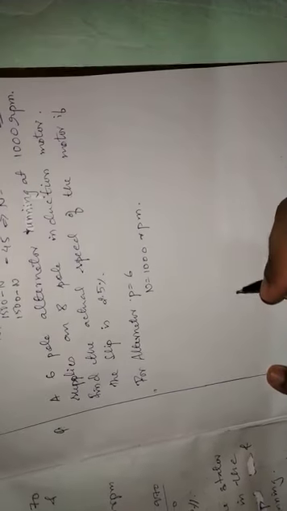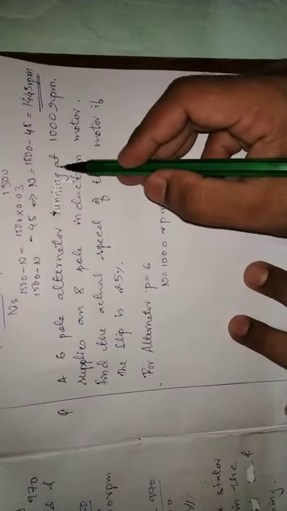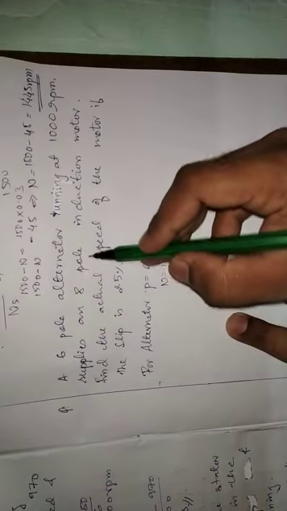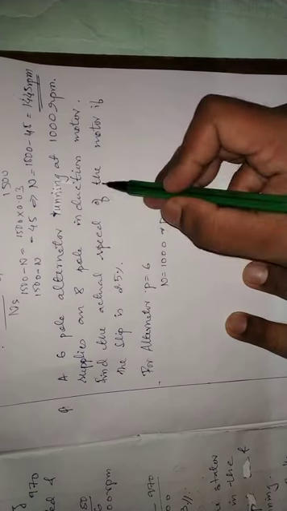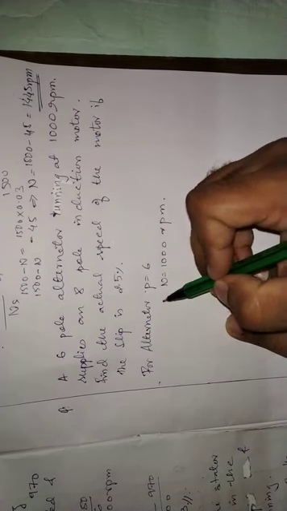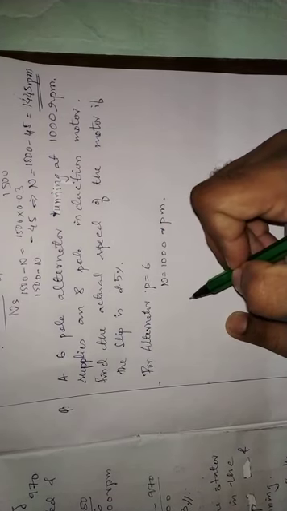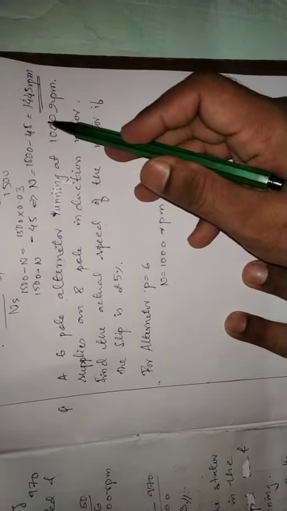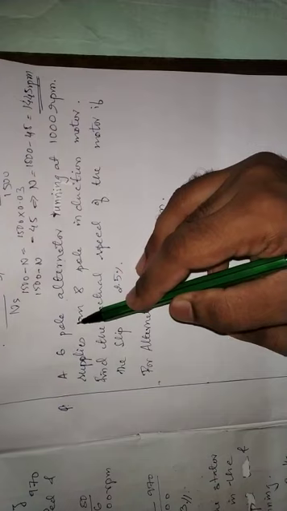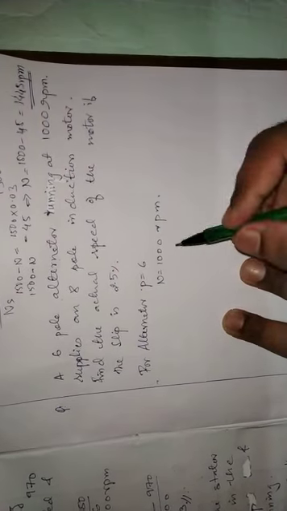Next problem. A 6-pole alternator running at 1000 rpm supplies an 8-pole induction motor. Find the actual speed of the motor if the slip is 2.5%. So here a 6-pole alternator is running at 1000 rpm, supplies an 8-pole induction motor.